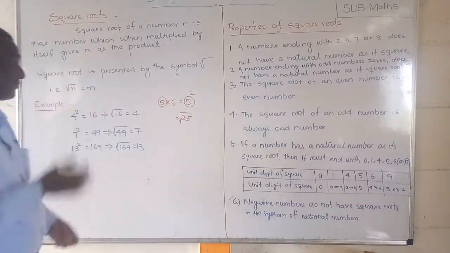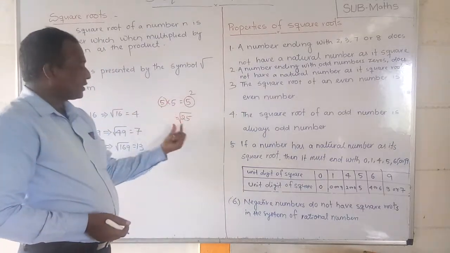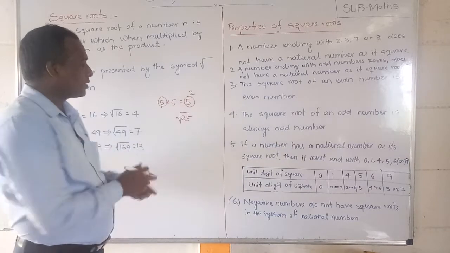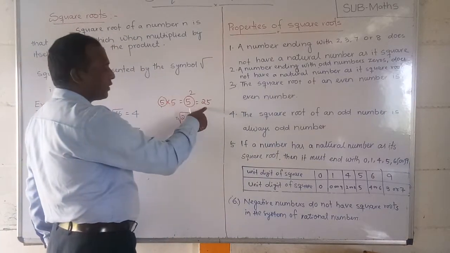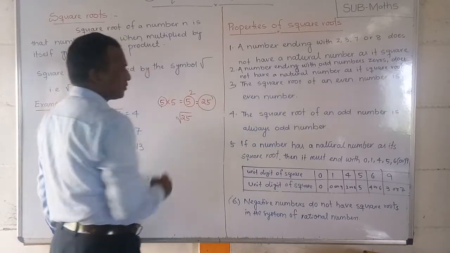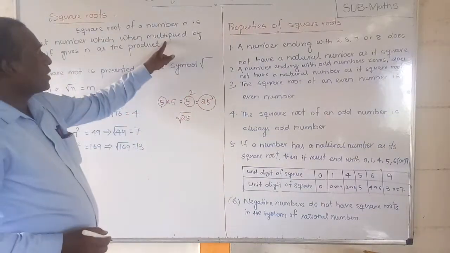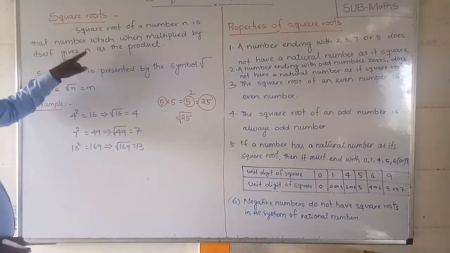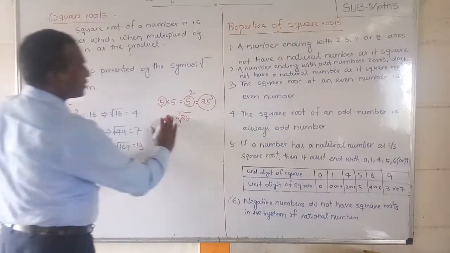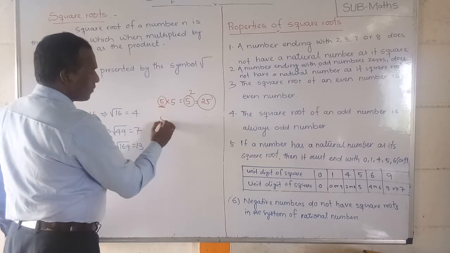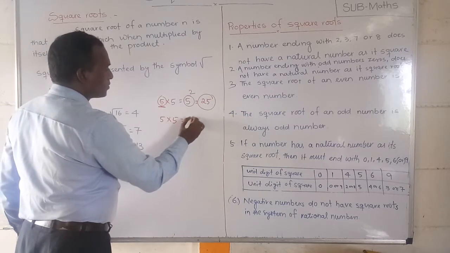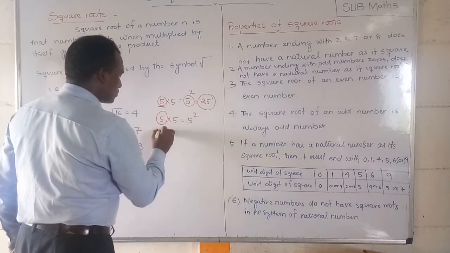Did you understand? This is called a square root. That means whatever product we get, 25, or 5 square is equal to 25, this is the product, and the root multiplied by itself gives n. Suppose we got 5, then 5 into 5 is equal to 5 square. So this is called a square root.